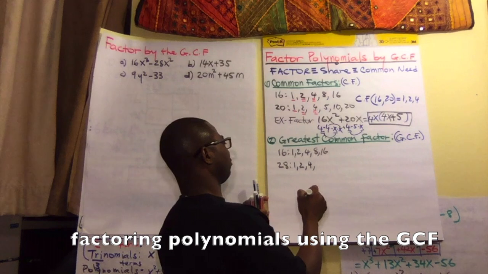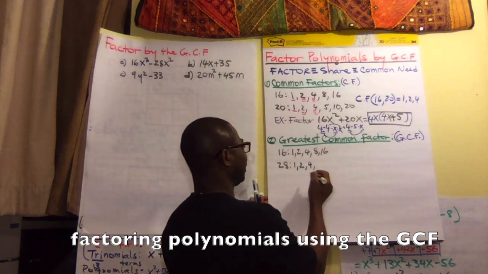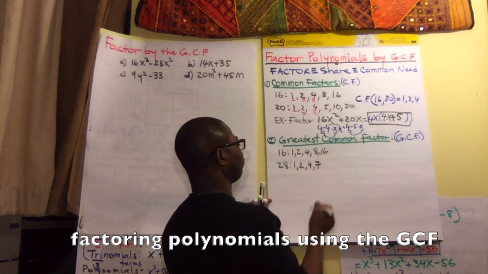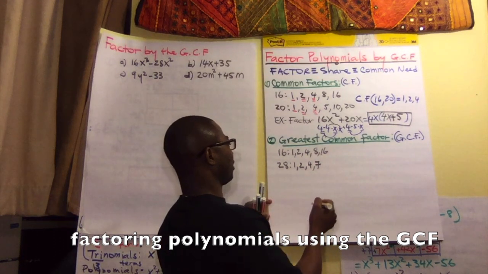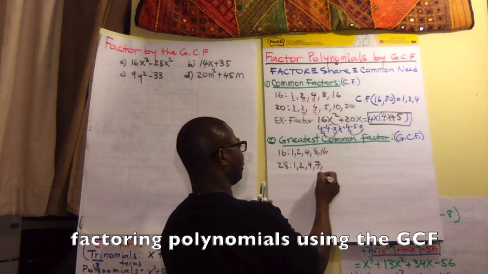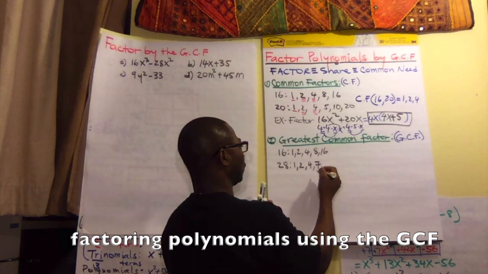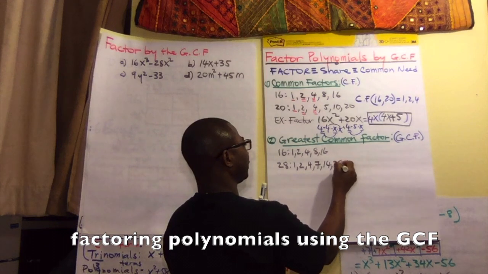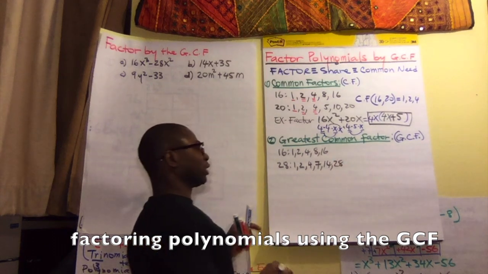What else? Maybe 7, right? 4 times 7, 28, so 7. And I think, what else do we have? 14, we have 14, and we have 28. I think all these are multiples.